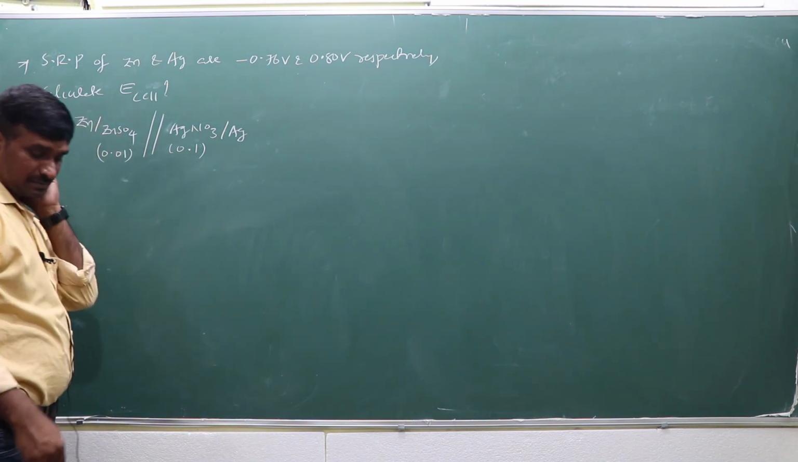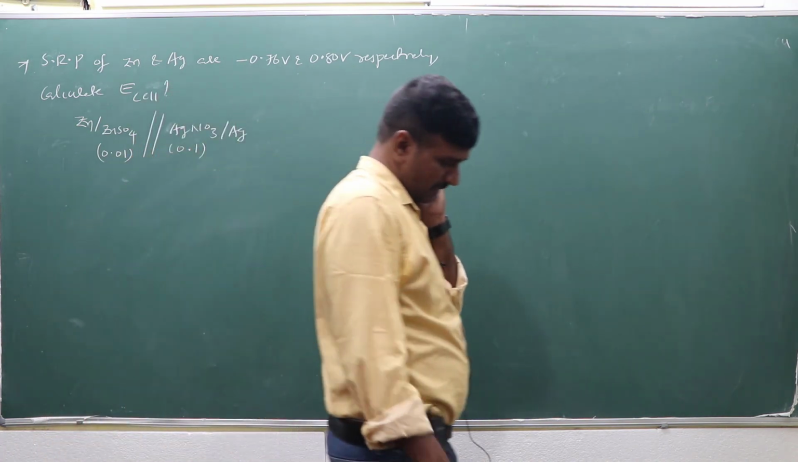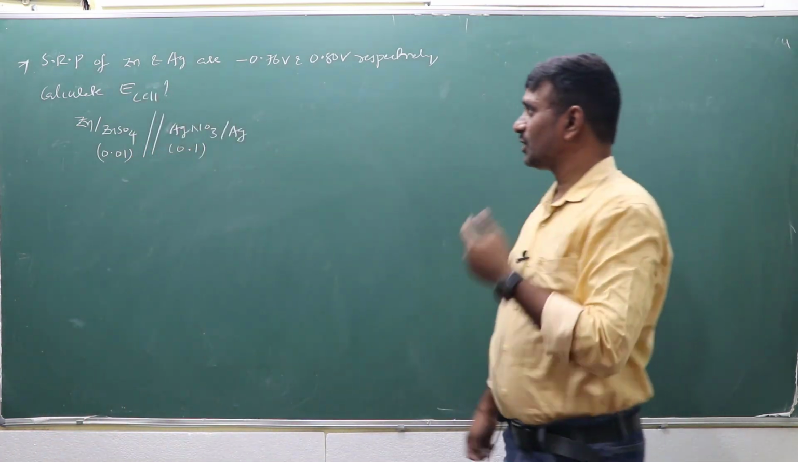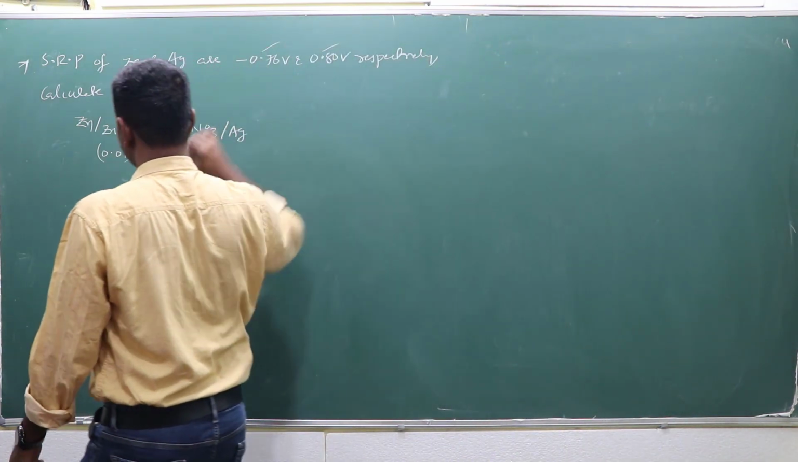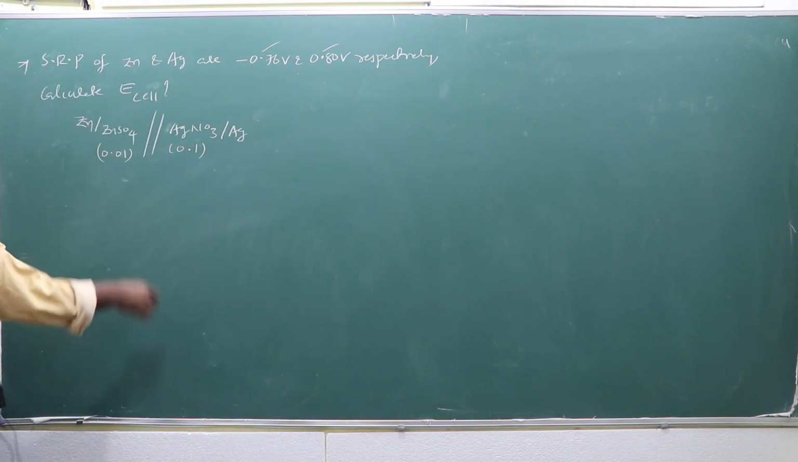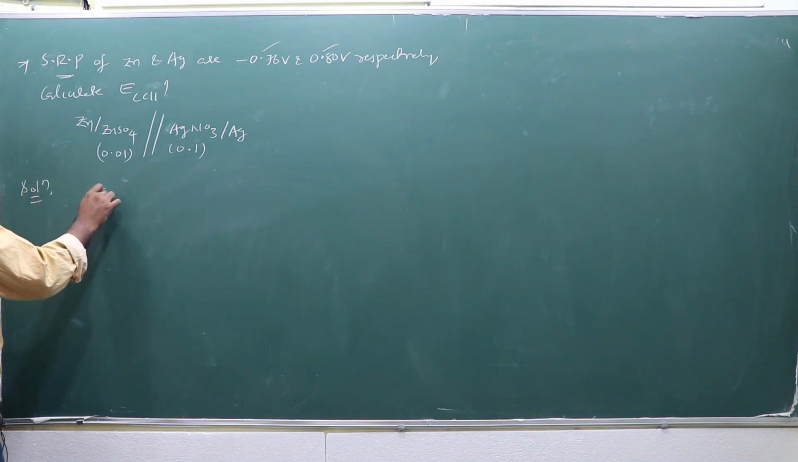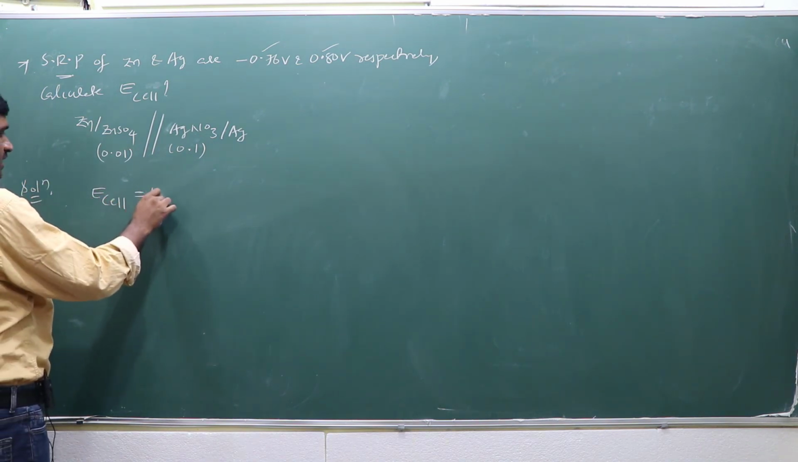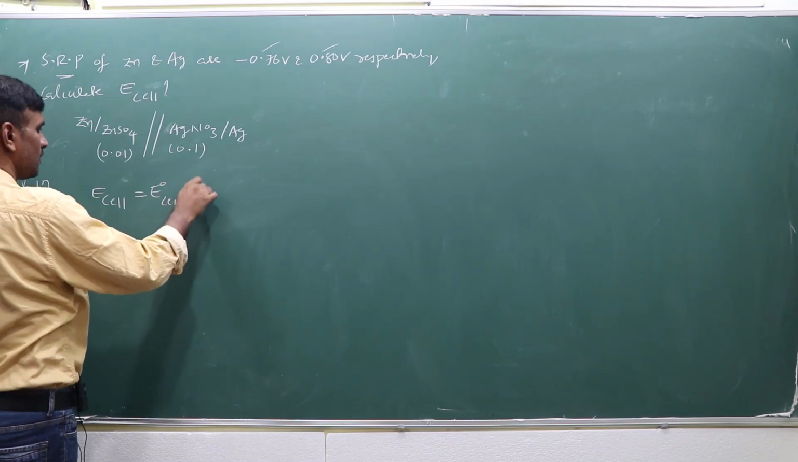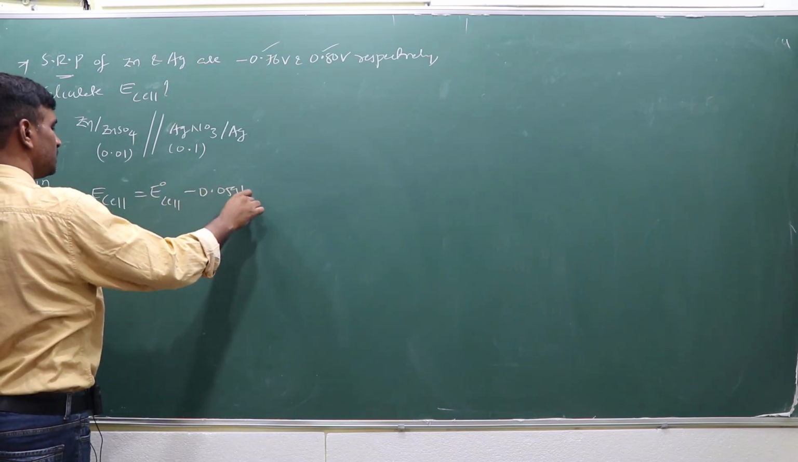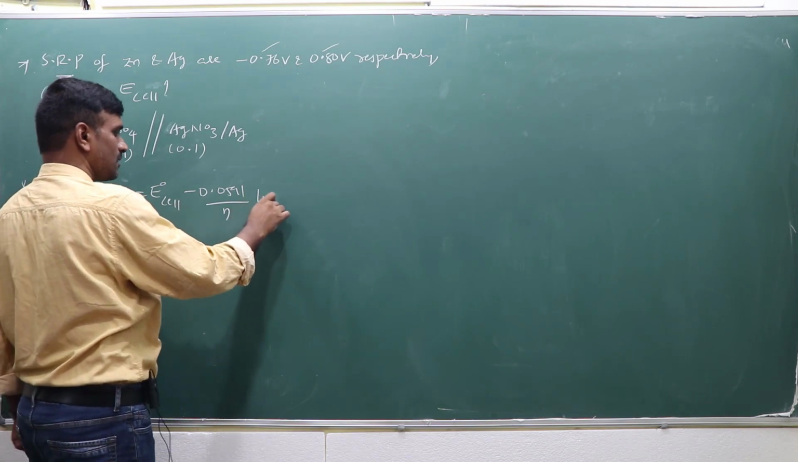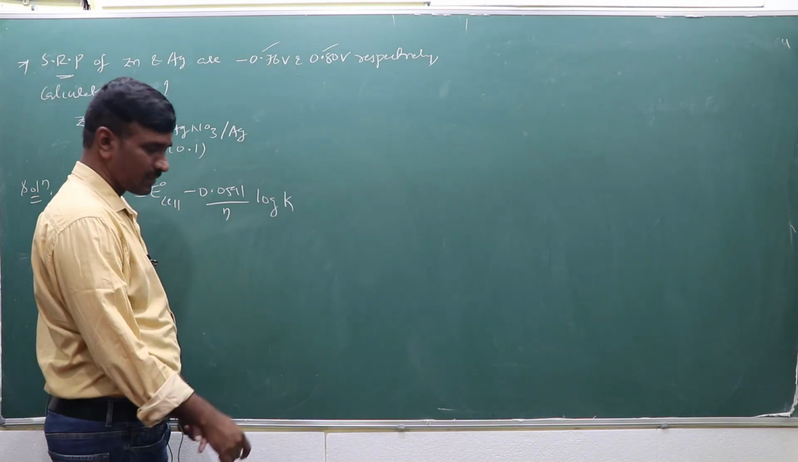Here, both zinc and silver reduction potentials are given. Which formula can you use? The Nernst equation: E cell is equal to E0 cell minus 0.0591 by n log K.